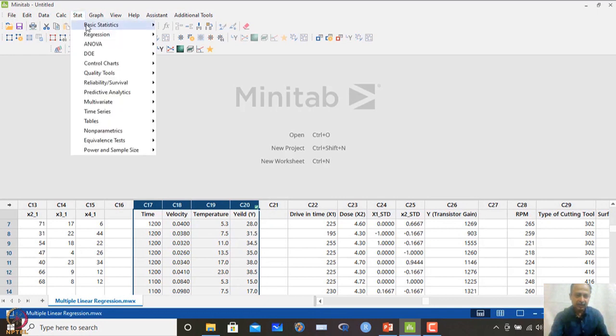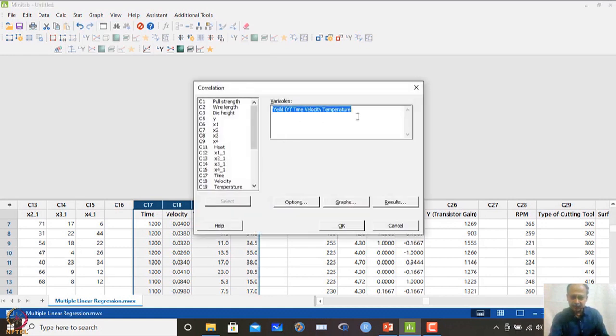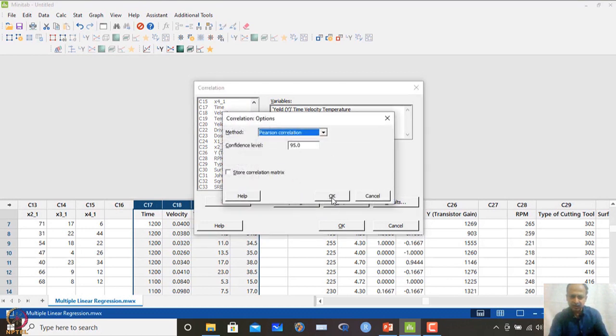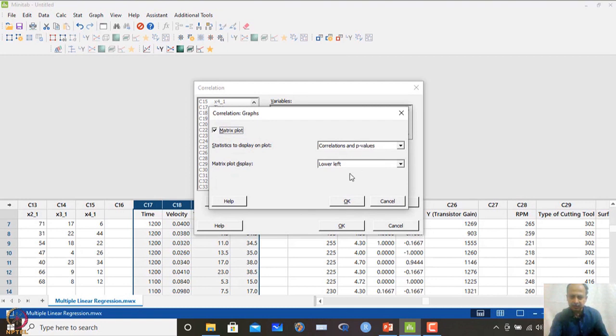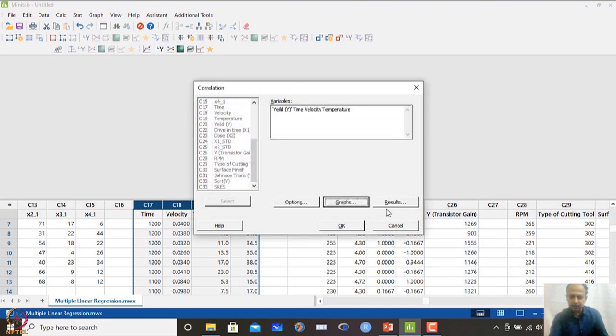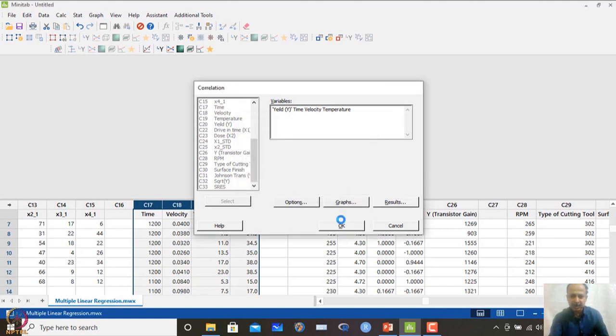So, what we have done is basic statistics. Over here we have gone to correlation, and then we have identified which variables we want to understand the relationship between. Yield is the first variable, then time, velocity and temperature. In options we have given Pearson correlation, and in graphs we want correlation with p values. If I click OK, in results we can also see the pairwise correlation table.